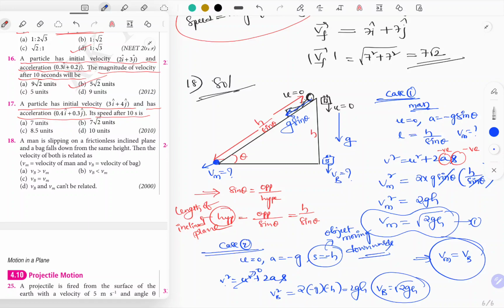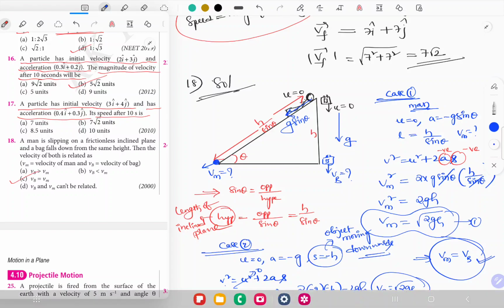The thing you have to observe, one more thing, is that both the objects are falling and reaching the ground with the vertical acceleration g only. I am talking about vertical acceleration, not acceleration on the inclined plane. The acceleration due to gravity of both the objects along the vertical direction is g only. That's why the velocity of the bag is equal to the velocity of the man. This is how we have to understand. Which option is correct? Option C is the correct option. Very good.